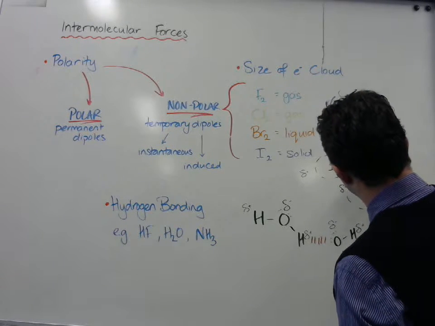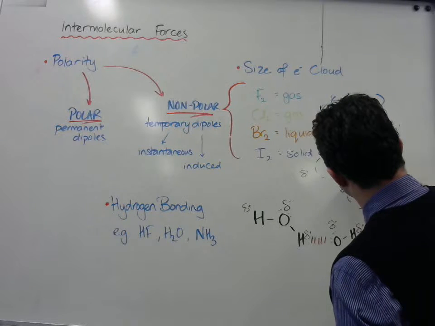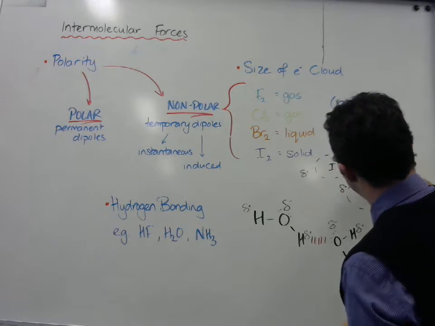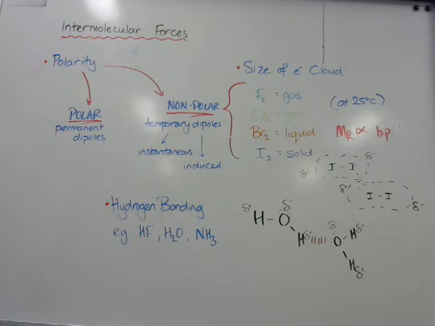So there is a temporary dipole formed between them. A little bit of heat and it will break, and this induced dipole will disappear, and this one might even disappear as well, and they become non-polar again. Okay. So that's the effect that electron cloud can have.